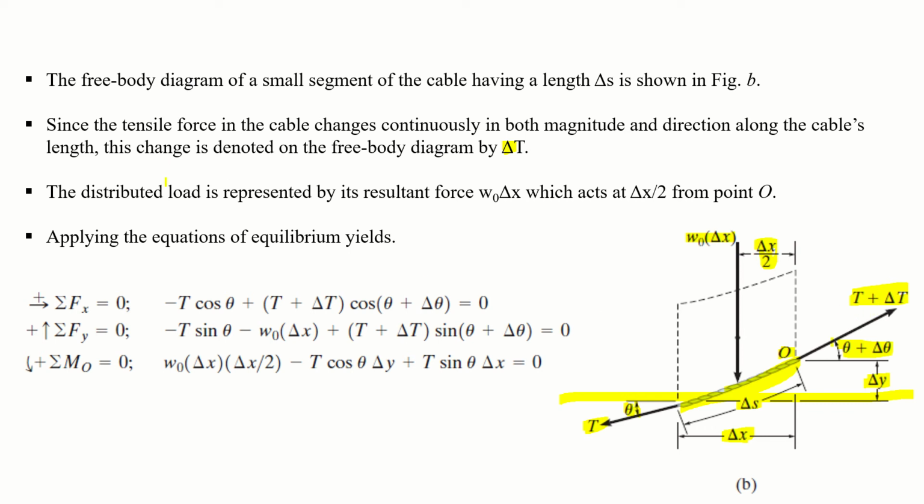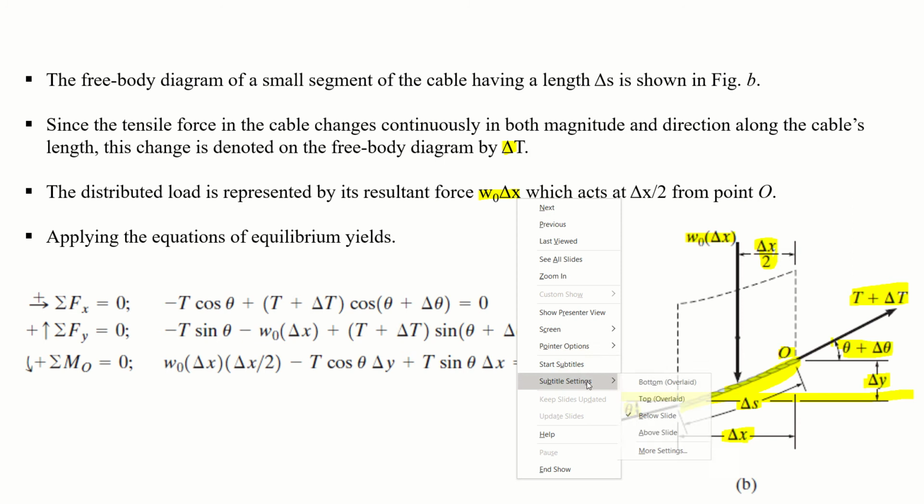The distributed load is represented by its resultant force, which is w naught delta x, as I explained here, which acts at delta x by 2 from point O. Applying the equations of equilibrium yields, for example, summation of Fx is equal to 0, right? So let me remove all these things.